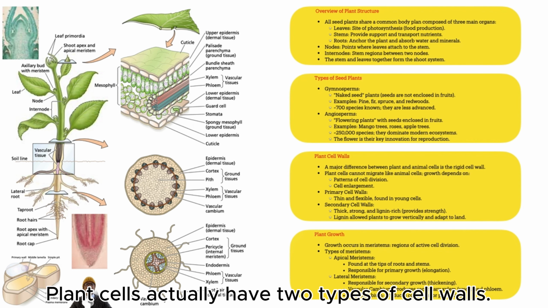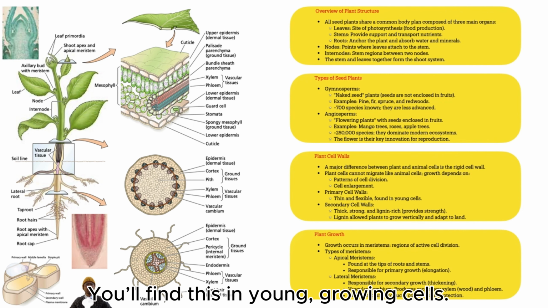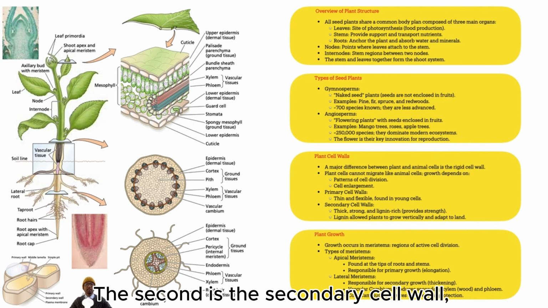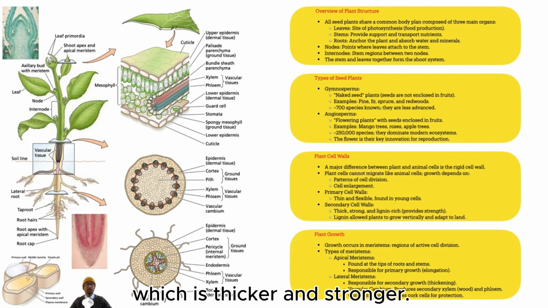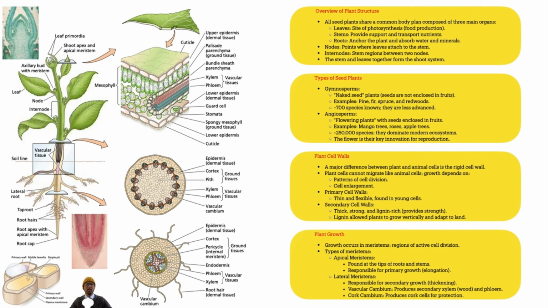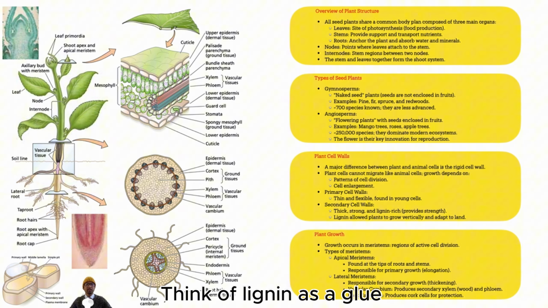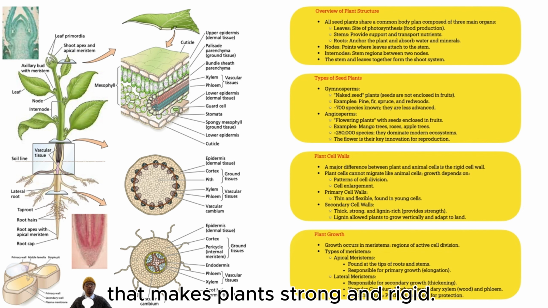Plant cells actually have two types of cell walls. The first is the primary cell wall, which is thin and flexible. You will find this in young growing cells. And the second is the secondary cell wall, which is thicker and stronger. It's formed after the cell stops growing and contains a substance called lignin. Think of lignin as a glue that makes plants strong and rigid.